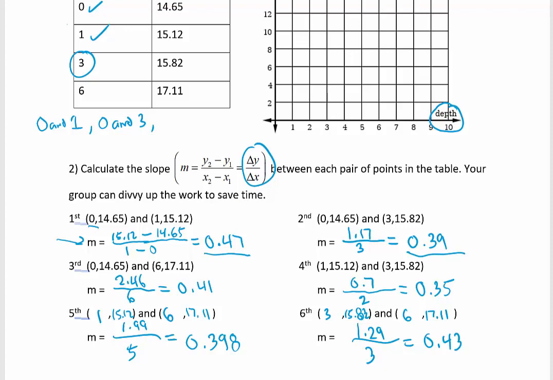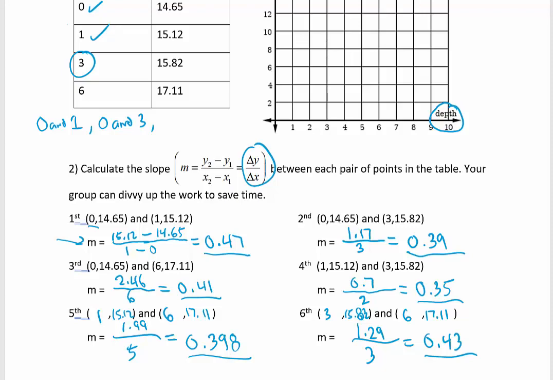Okay, rolling on with the next one, we get a slope of 0.41 and then 0.35 and then 0.398 and 0.43. So you notice that all of these slopes are relatively close to one another. These values are all coming out the same no matter which combination of points I compare. And the reason is that this pressure versus depth is a linear or consistent thing. As we get deeper, the pressure keeps increasing at the same incremental rates.